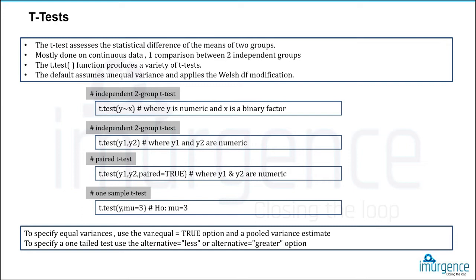Similarly, if you want to do an independent two-group t-test, you can do t.test(y1, y2) where both of these are numerical and they are flowing from the same data. If you want to do a paired t-test, you will say t.test(y1, y2, paired=TRUE), where you're saying that y1 and y2 are numeric but they are paired with each other, right? And these are more often used when you're doing tests related to clinical trials, wherein you are trying to see how is the behavior of a drug with respect to a specific category.